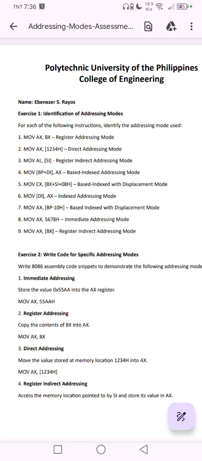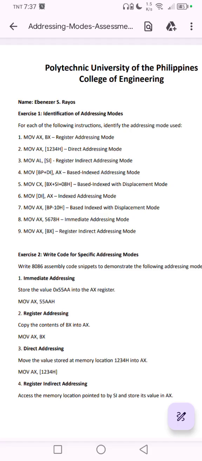Number 2. MOV AX, 1234H is a direct addressing mode. Number 3. MOV AL, [SI] is register indirect addressing mode. Number 4. MOV AX, [BP+DI] is base indexed addressing mode.